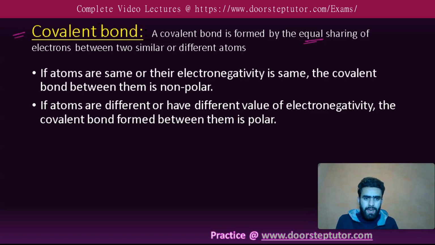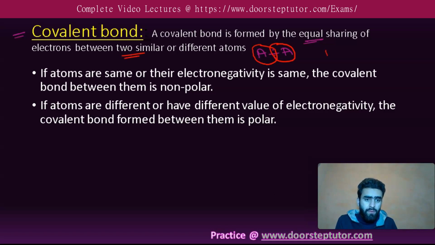Let us understand this. Suppose we have atom A and atom B. Now they are forming a bond. This bond is formed by two electrons. Since these are two similar atoms, these two electrons are equally shared by this A atom and this A atom. This is the formation of a covalent bond by two similar atoms.